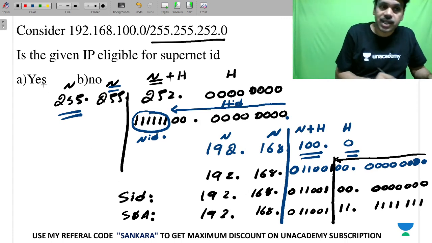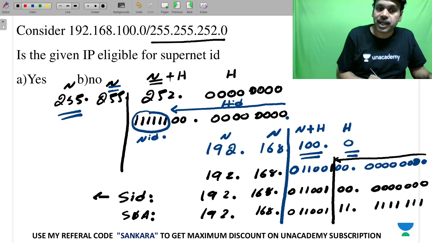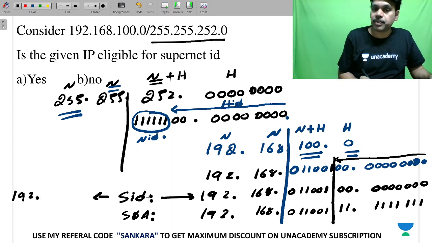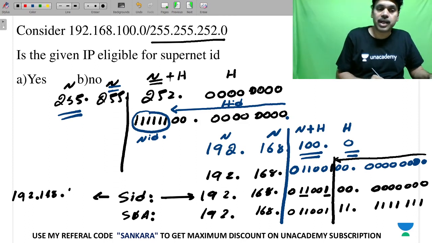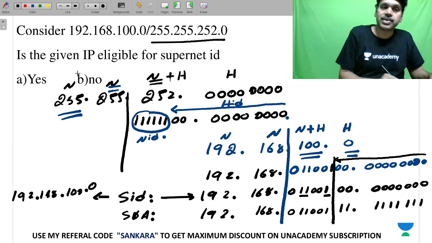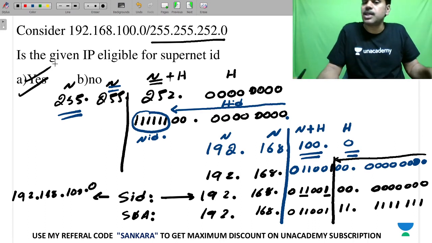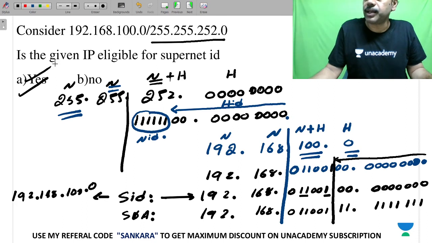So he is asking for the subnet ID only. What is your subnet ID? You got 192.168. So 96 plus 4, that is 100.0. Yes, it is eligible as a supernet ID.